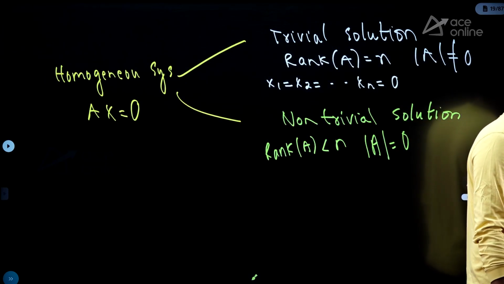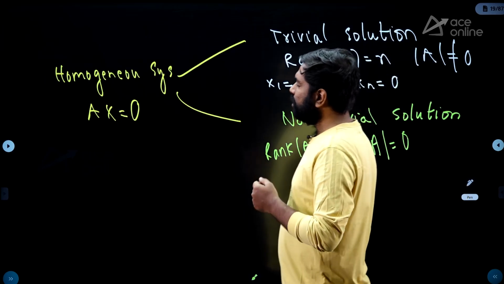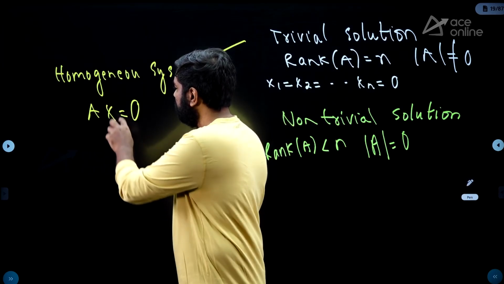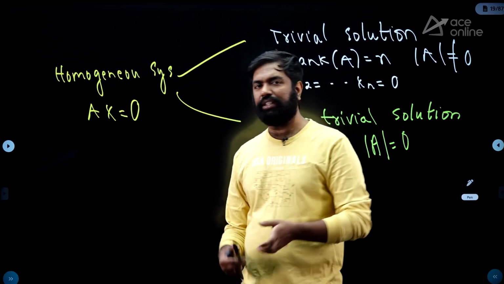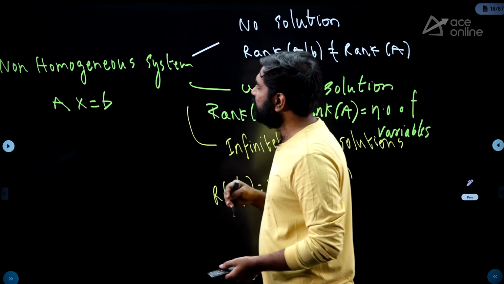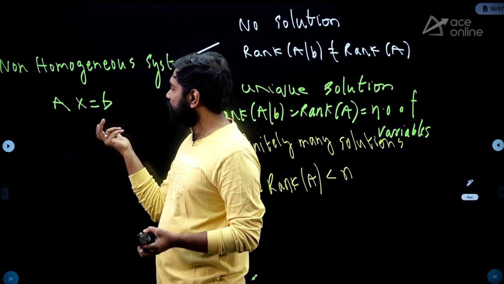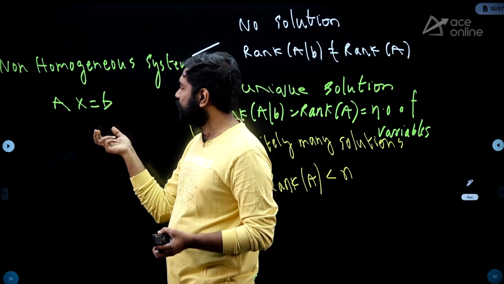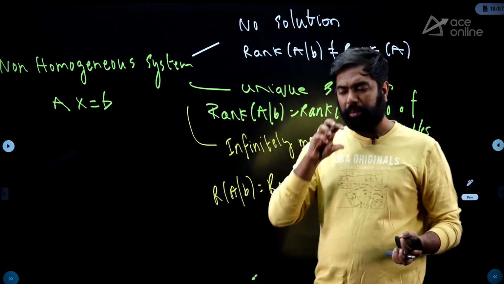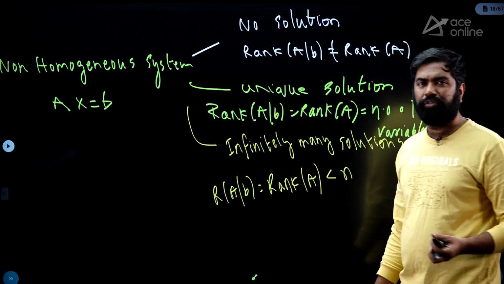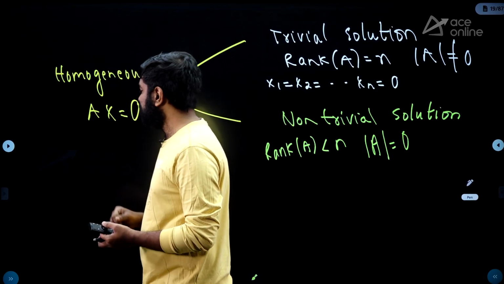There are a few more interesting points about these things. I'll highlight them. Homogeneous systems are always consistent. In the place of x you put 0, A into 0 will give you 0. So they are always consistent. Non-homogeneous systems need not be consistent. For example, you try to put whether 0 is a solution or not. A into 0 is 0. How is 0 equal to B? It's not equal, right? So there might be a chance of no solution in the case of non-homogeneous, whereas in the case of homogeneous system, it is always consistent.